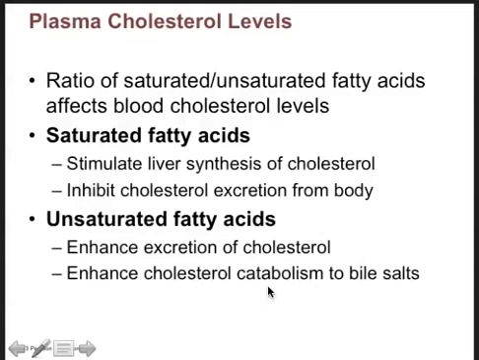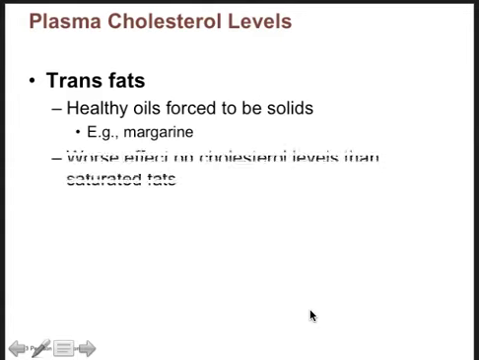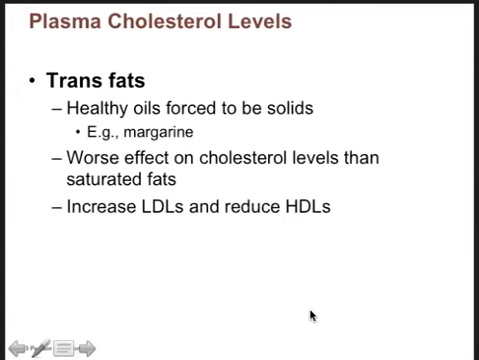beneficial physiological activities. Trans fats are basically oils that have been forced to be solids. Examples include Crisco and margarine. They have a worse effect on cholesterol levels than saturated fats do because they increase LDLs and reduce HDLs.